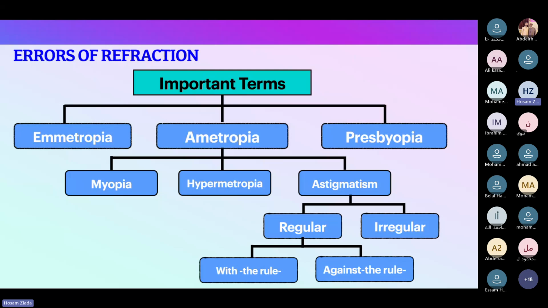In with-the-rule astigmatism, you will find that the vertical meridian is steeper than the horizontal. In against-the-rule, you will find that the horizontal is steeper, meaning more curved. Steeper means more convergent and more curved with higher power. So steeper vertical is with the rule, steeper horizontal is against the rule.